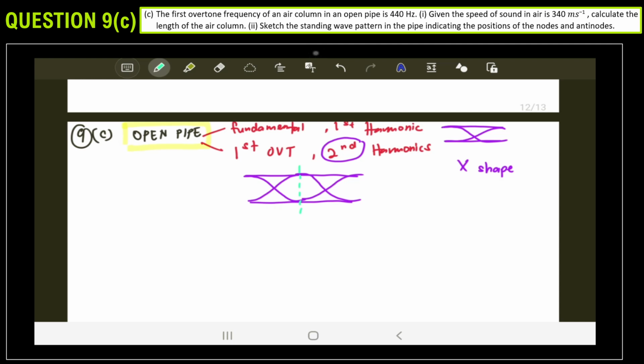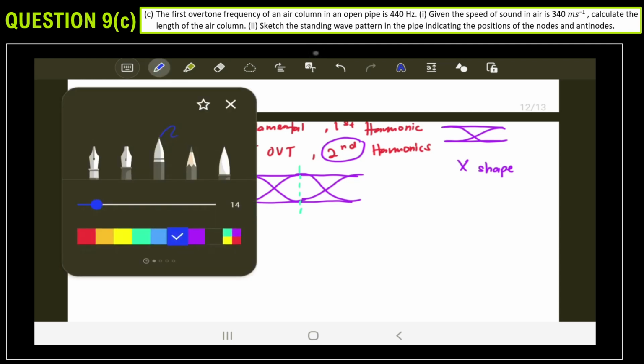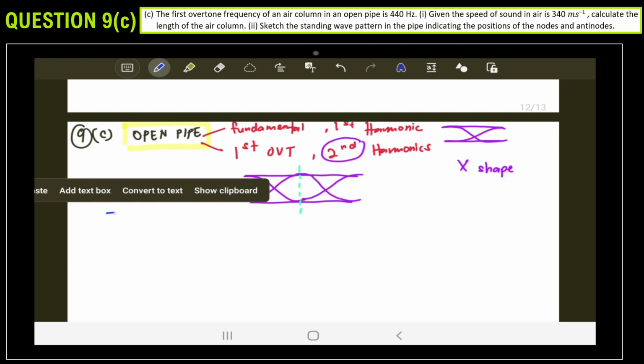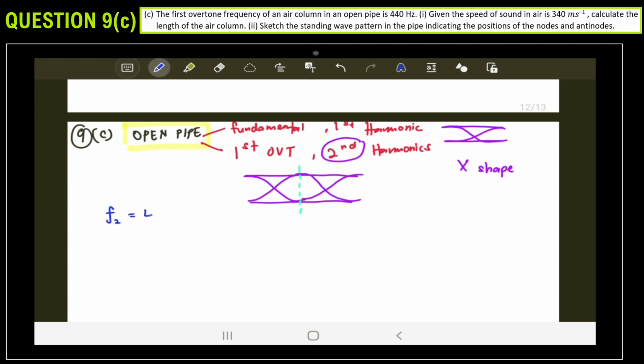Let's proceed to the first question of 9C1. Given that the first overtone frequency, for the second harmonic, F2, is 440 Hz, and given that V is 340 meter per second. Calculate the length of the air column. We want to calculate what is the length of the air column, L. What is L?